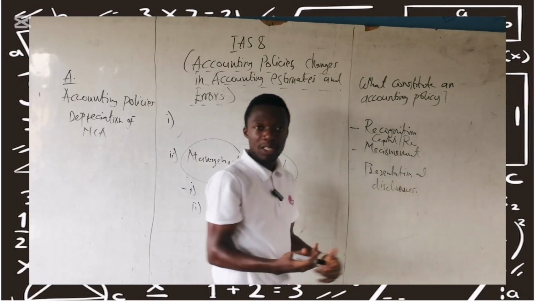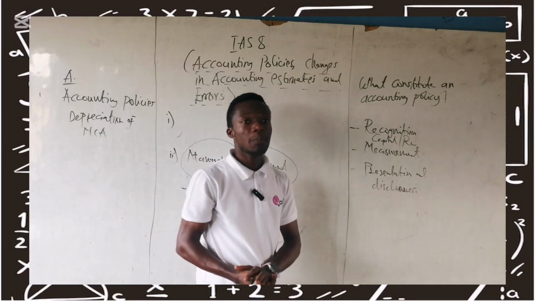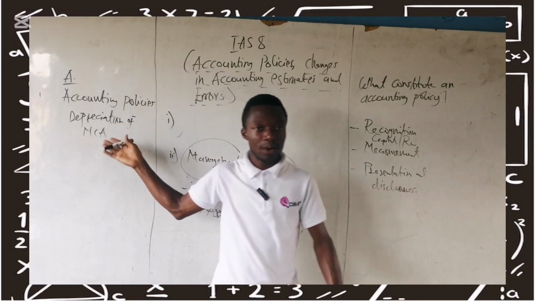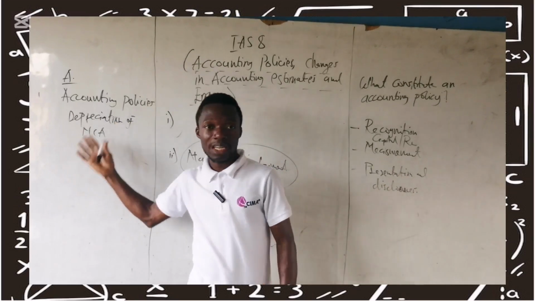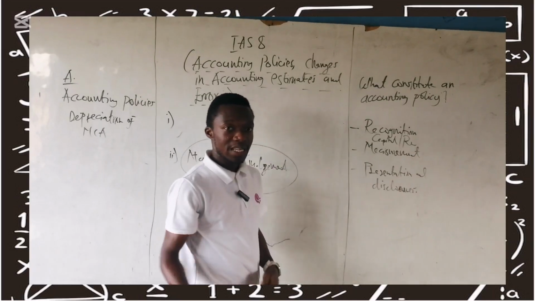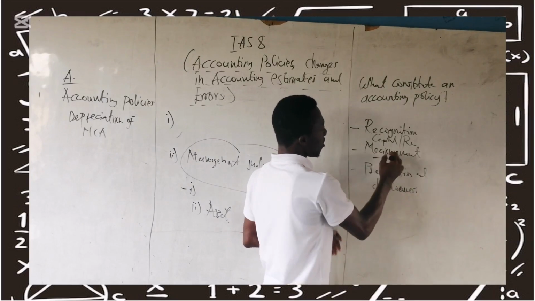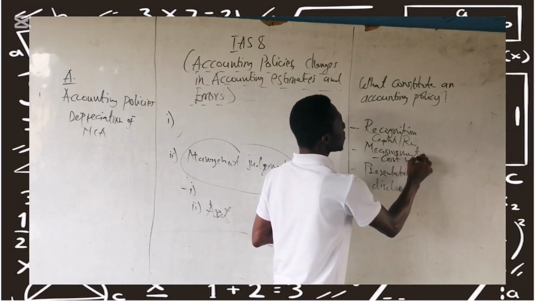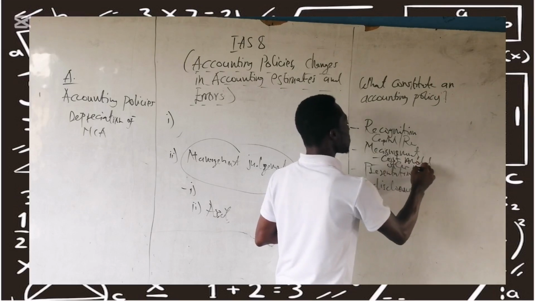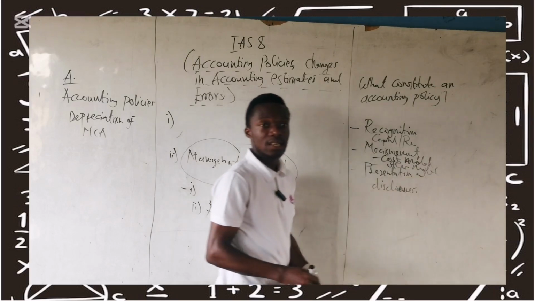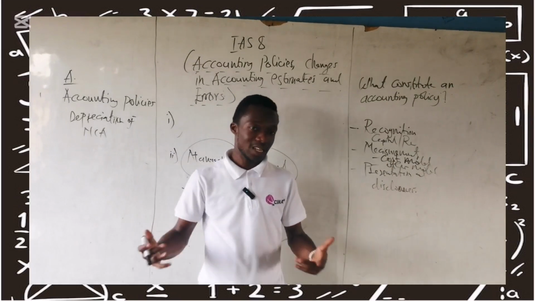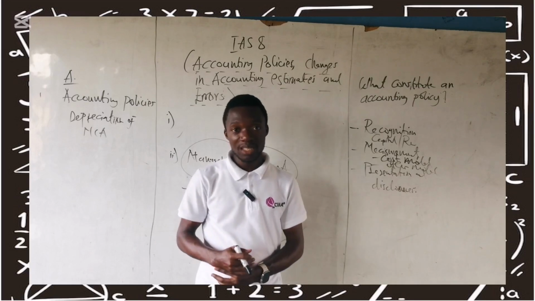Then secondly, the measurement basis, the measurement basis of that policy. We did mention depreciation, and we said that when it comes to depreciation, we can use either the cost model or the revaluation model. So here, when it comes to the measurement basis, we are saying that an accounting policy should have either the cost model, or the other model, or we may have others that will be applicable given the policy that has been selected by an entity in the preparation and presentation of the financial statements.